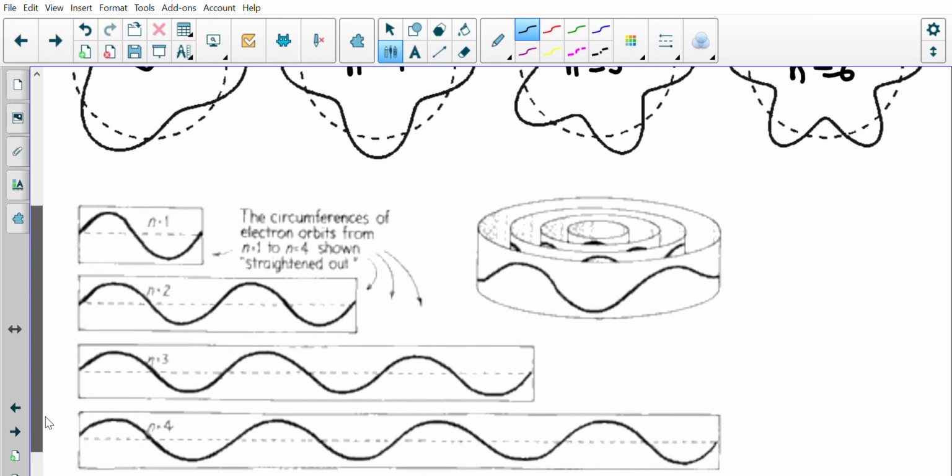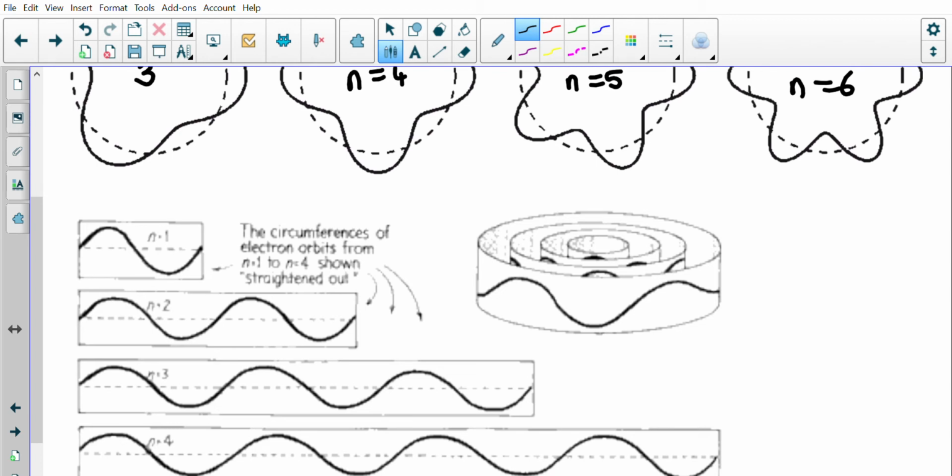So looking here, it says the circumferences of electron orbits from n equals 1 to n equals 4 shown straightened out. So for n equals 1, as I keep saying, that has one wavelength, right? And for n equals 2, that has 2 wavelengths. And then you wrap them in a circle. So this is a picture of what your atom would look like. Okay, so your nucleus would be in the middle here, where I'm putting this red dot. That's the nucleus. And then you have your energy levels wrapped around it like that. So there's the 1st, 2nd, 3rd, and 4th energy levels.